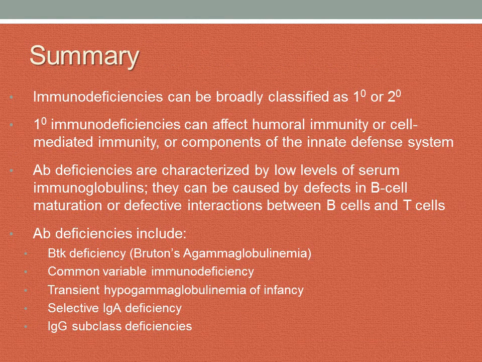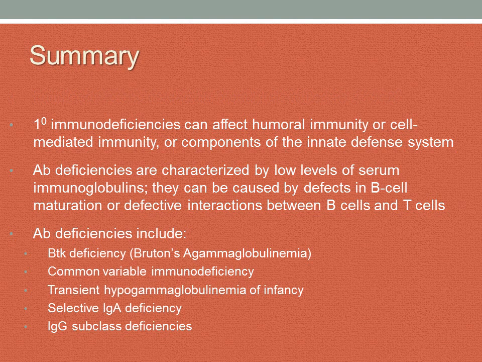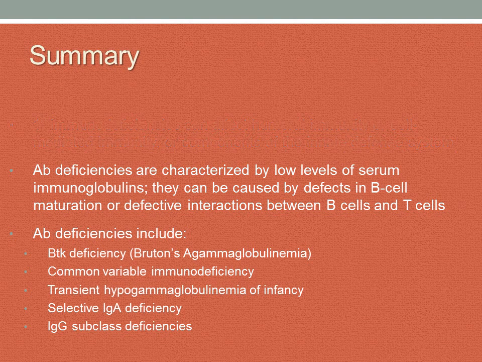Let's summarize some of the key points of this chapter. Immunodeficiencies can be considered primary or secondary. The primary immunodeficiencies, which are the ones we looked at in this chapter, can affect humoral immunity, cell-mediated immunity, or components of the innate defense system.